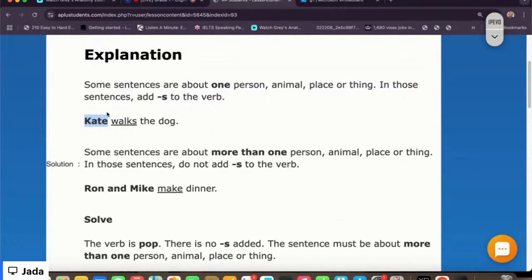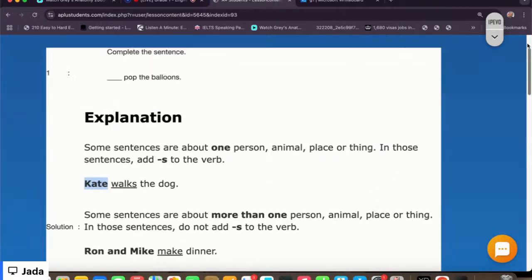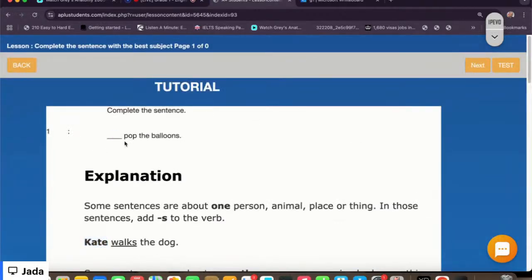Plural, okay, about more than one person, just like we have Ron and Mike make dinner. So you have to take notes. As long as the verb is not a singular verb, that means the subject will be more than one, okay? And then if the verb has s in it, then the subject will be just one person. Okay, just like we have dash pop the balloon.